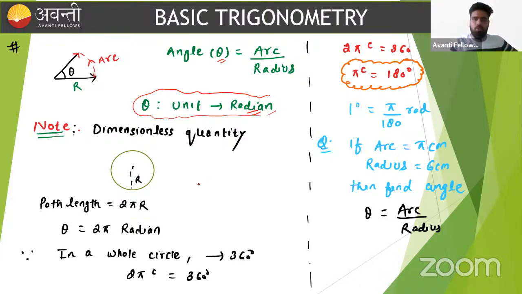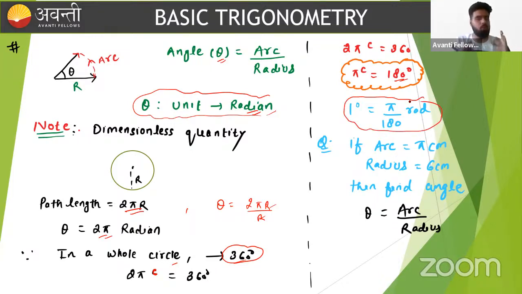Okay, and if we complete a circle, then what is the path length? 2 pi r. So if you want to find the angle, the arc is 2 pi r divided by the radius r, so the angle is 2 pi. In another manner, in a circle the total angle is 360 degree, and this 360 degree can be written as 2 pi radian. This symbol is used for radian. So what is the value of pi radian? 180 degree. So we have developed an important relation.